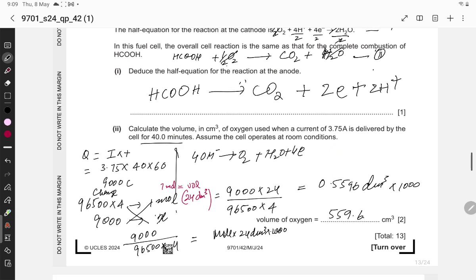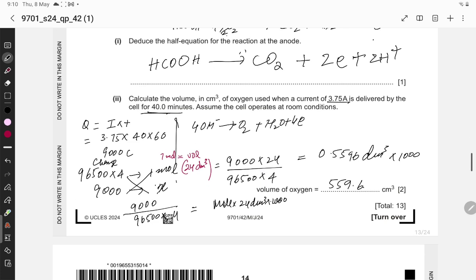So calculate the volume in centimeter cube of oxygen used when a current of 3.75 ampere is delivered by the cell for 40 minutes. Assume the cell operates at room conditions. This is time and this is current in ampere. So first calculate Q is equal to I into T. So 3.75 into 40 into 60, so this is 9000 coulomb.